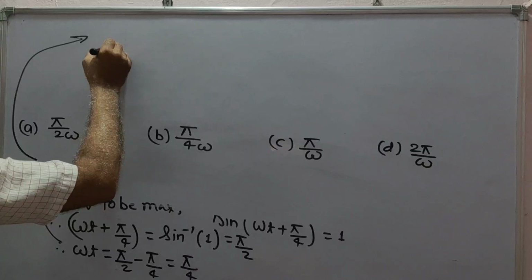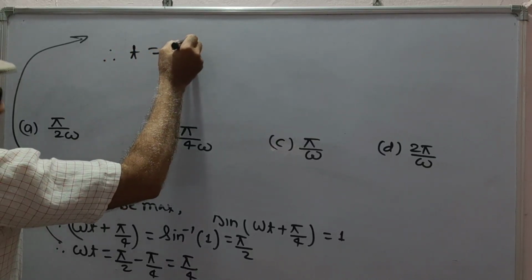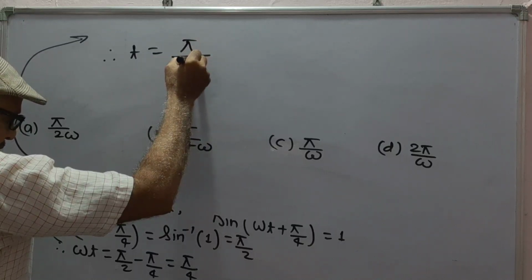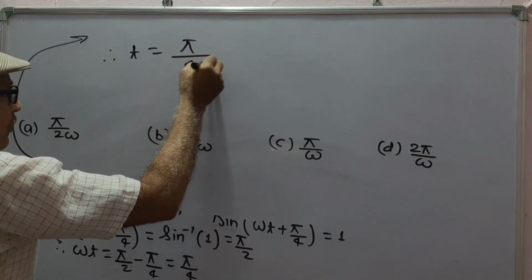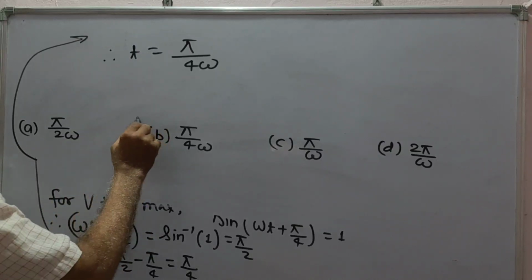Therefore, t will be equal to pi upon 4 omega. So the correct option will be B.